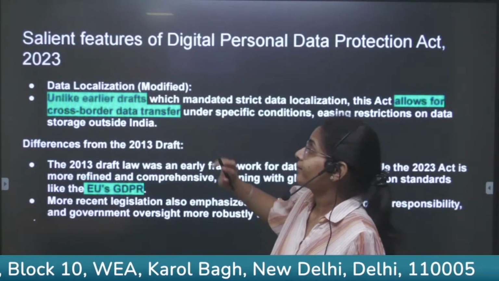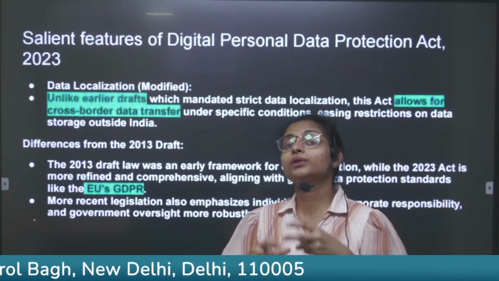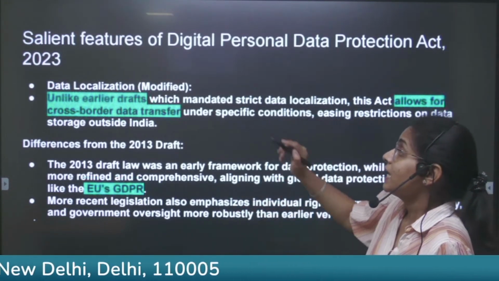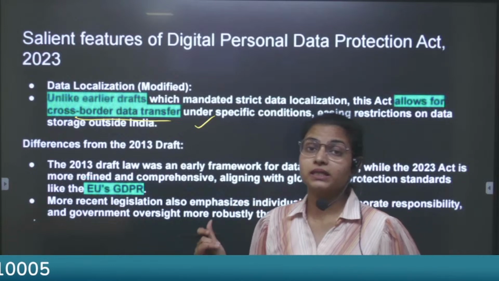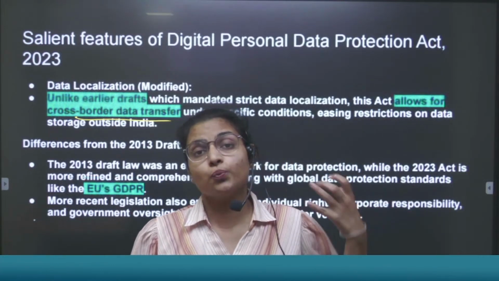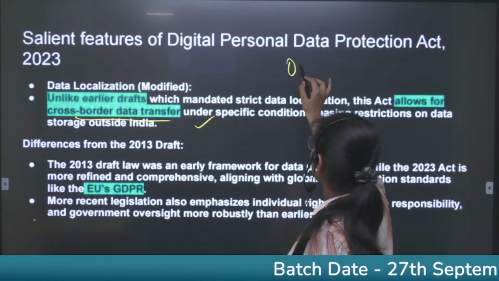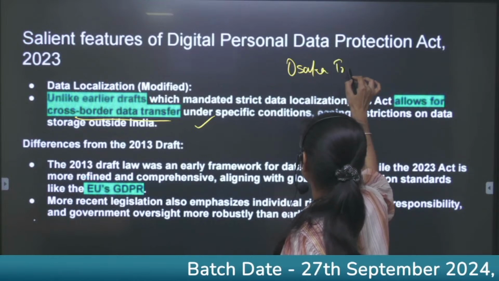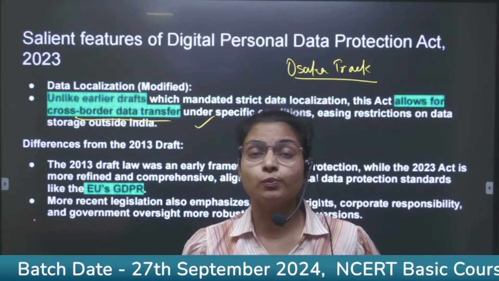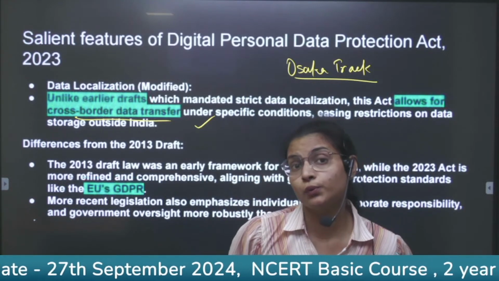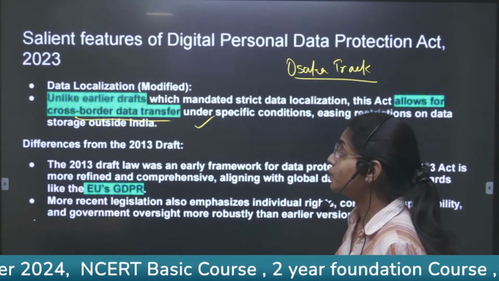And after this, if we see the difference between the earlier drafts that were existing and the new 2023 Act, the difference is that cross-border data transfer was allowed. Earlier, the Indian government was reluctant to provide this kind of right to cross-border the data, and this was also discussed in the Osaka Track. And in the WTO, for the cross-border data transfer, India was having a dispute, but now in the recent Act in 2023, the Indian government has allowed to do so.